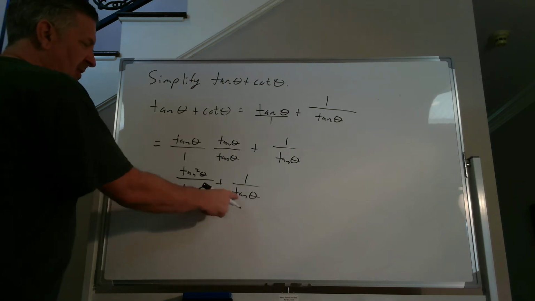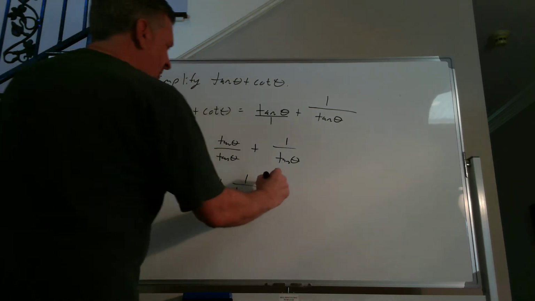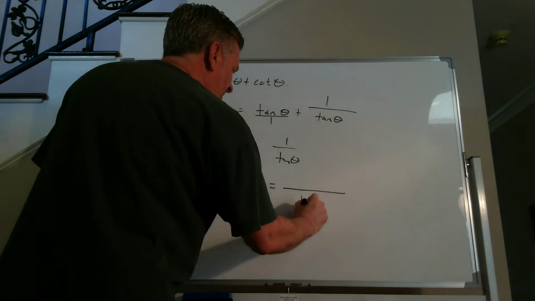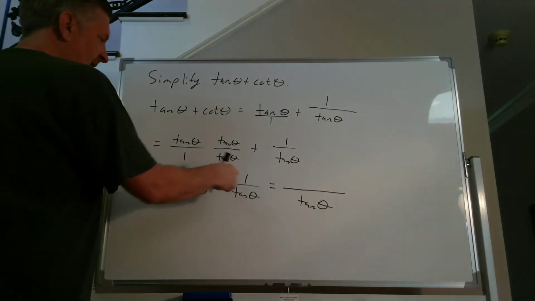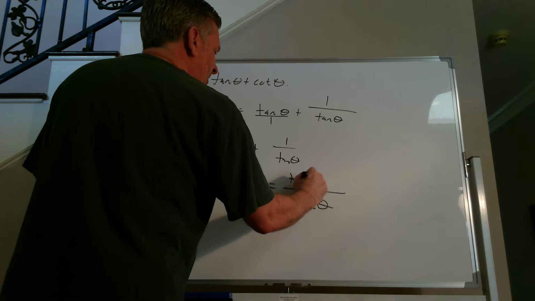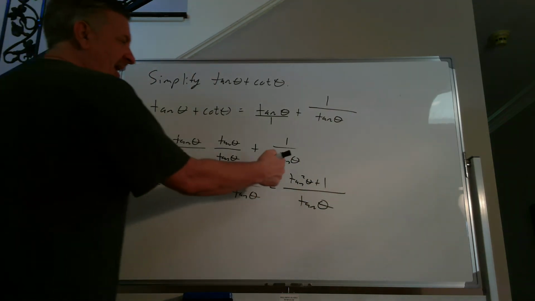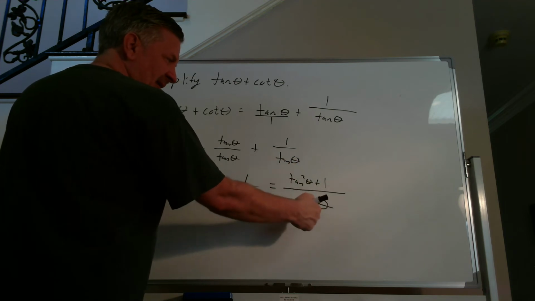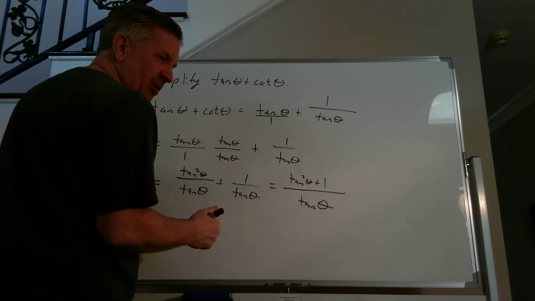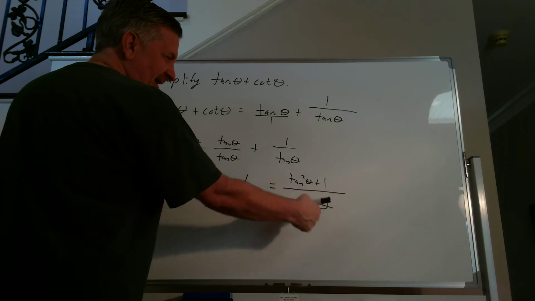Now that we have a common denominator, I can add the fractions. Remember, to add fractions, you leave the common denominator alone, and then tangent squared plus 1. Now you cannot cancel a tan with a tan squared here because everything's not being multiplied and divided. You're adding here. You cannot cancel those.